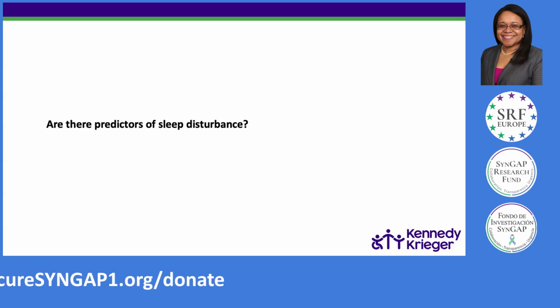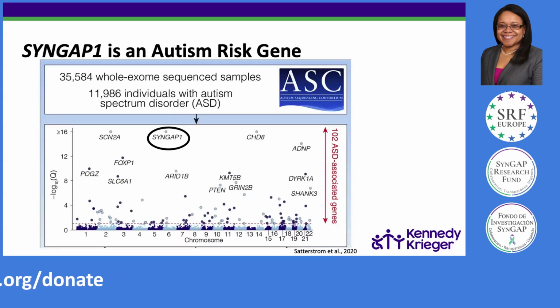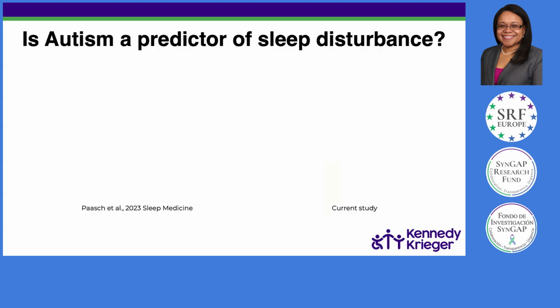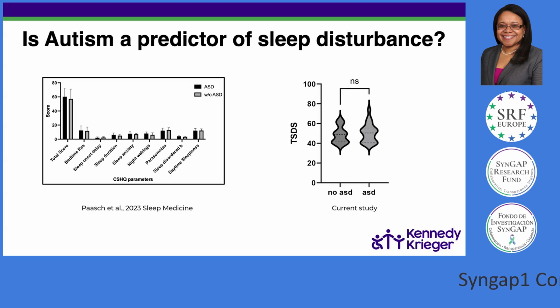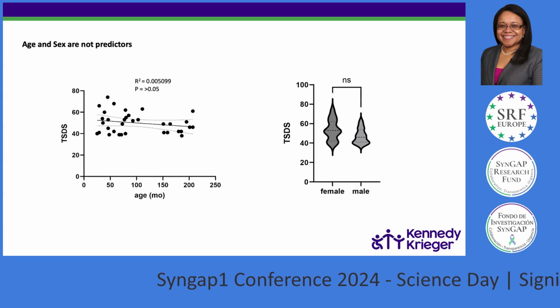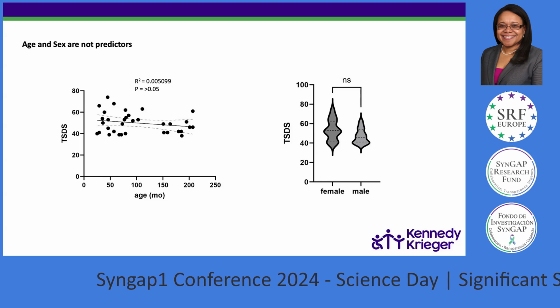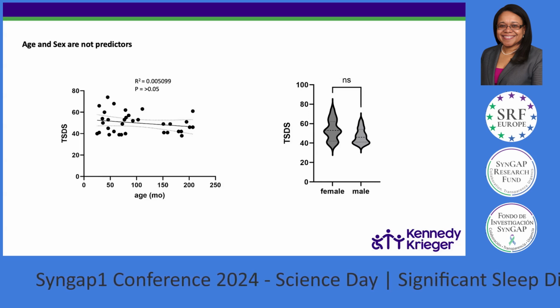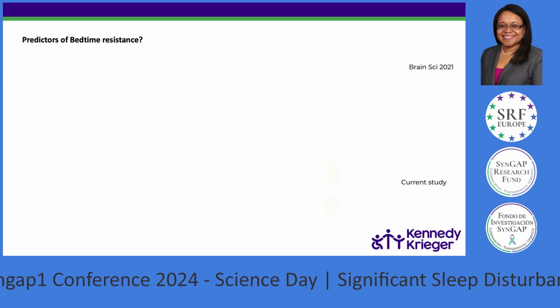Now, we wanted to know if there are predictors of sleep disturbance. And I'm sure you all know that Syngap is thought to be a high autism risk gene. So we asked the question, is autism a predictor of sleep disturbance? And what we found, certainly from our 2021 study, but also the current cohort, is that autism doesn't predict sleep disorder in this population, whether the total sleep score or any of the subscale scores. We also determined that age and sex are not a predictor of sleep disturbance in this population.